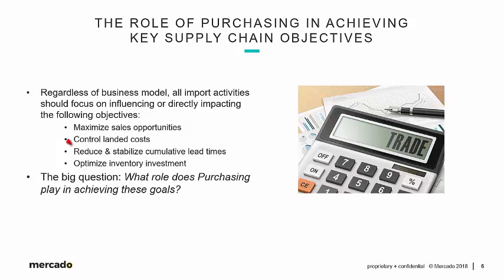Third, reduce and stabilize cumulative lead times. As we defined many times before, cumulative lead time is the amount of time that transpires from the moment a need is recognized until that need is fulfilled. The ultimate reflection of a need on the buy side of a supply chain is the purchase order. We have to drive down lead times, but of equal importance, stabilize those lead times.